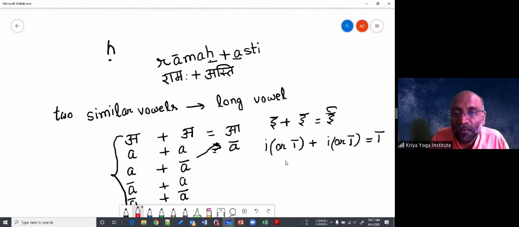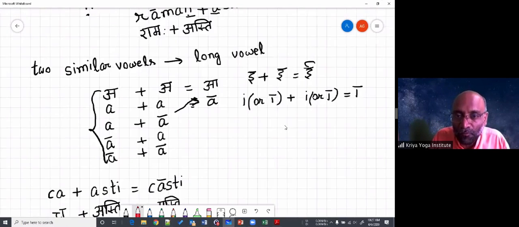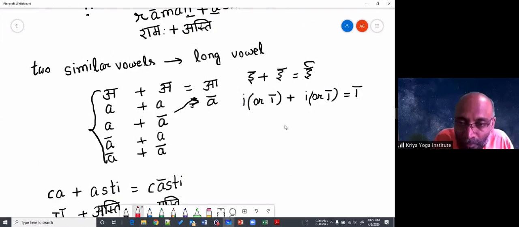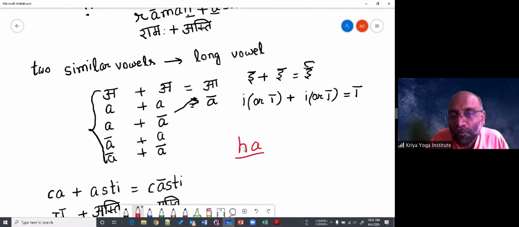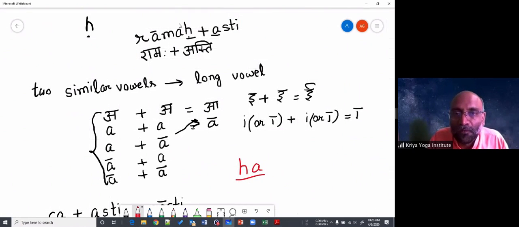On the other hand, there is the sound of hakara. There is an independent consonant, ha, which as a consonant can be pronounced along with a vowel. It's very similar, but the difference is that visarga is the sound of exhalation that always follows a vowel, while this is an independent consonant sound.